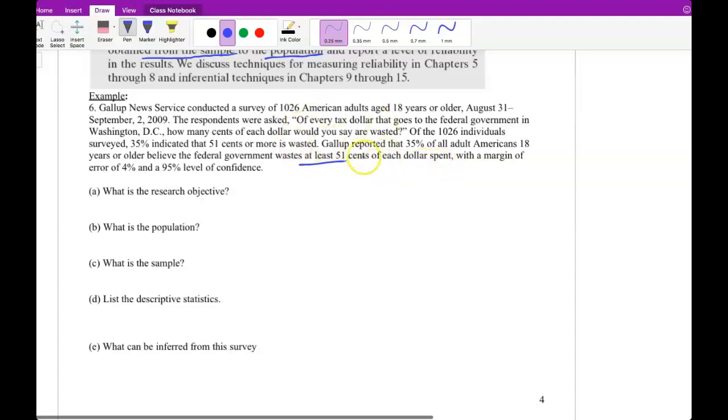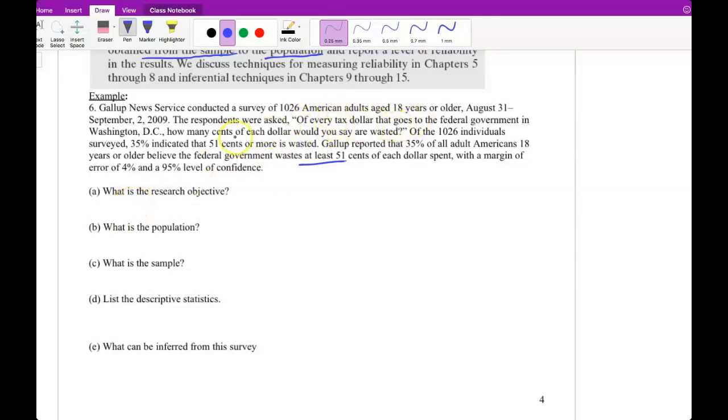Okay, so what I had here, that part was important. And after that, we have a margin of error of 4% and a 95% level of confidence. We're not using this part here. This part is just to confuse us. But the question was this part, and here they're claiming that they believe that this much is wasted. So based on that, let's answer this part. What is the research objective?